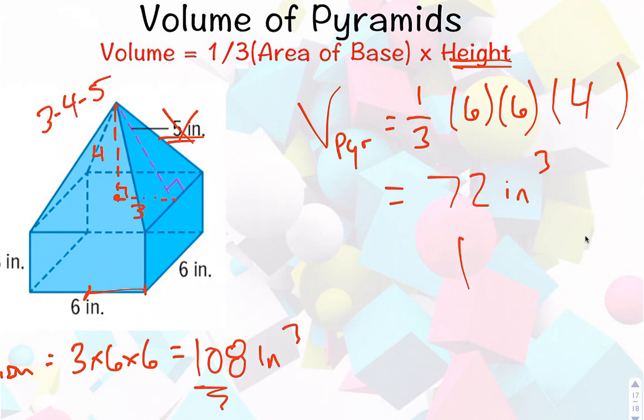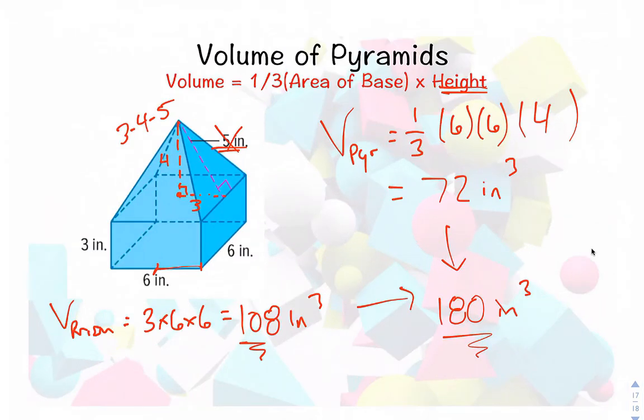So now I just got to add those together. I take 72 plus 108, and I end up with 180 inches cubed, or cubic inches. So that's how you would find the volume of your composite shapes.